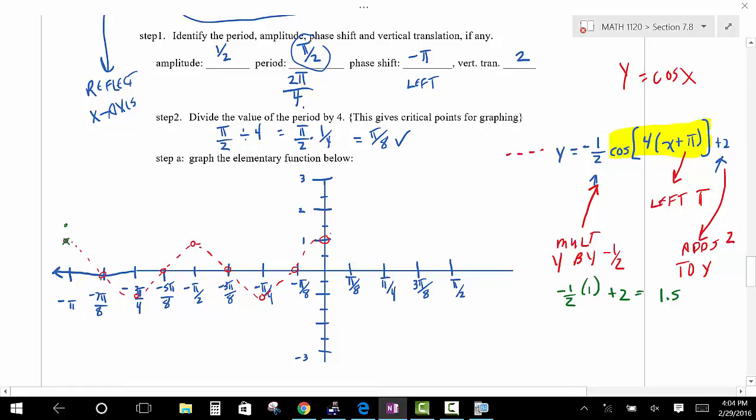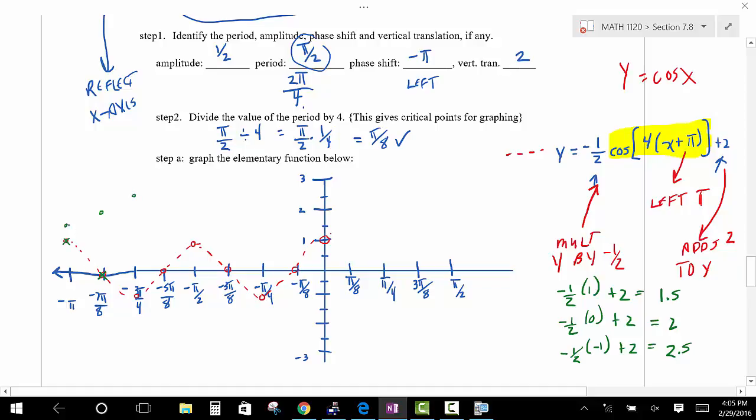What's the y value of this point right here? 0, right? So do -1/2 times 0 plus 2. What's that? 2. So that means this point translates up to 2, like that. So you want to put that in. Now we're done with that. Let's go to the next one. This y value is -1, so do -1/2 times -1 plus 2. That's really 2.5. It's just 2 plus 1/2, so that's 2.5. So this point is going to move up to 2.5 like this.